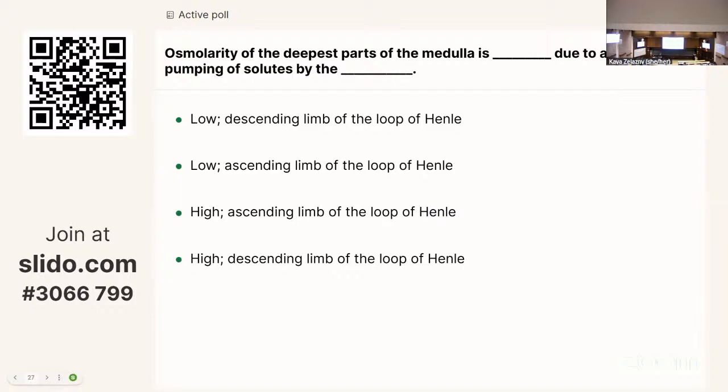Summarizing what we just said, what characterizes the osmolarity of the deep parts of the medulla? Are they highly osmolar or do they have low osmolarity? And where were we pumping out those solutes? This is our major takeaway that we want to get from this loop of Henle stuff.